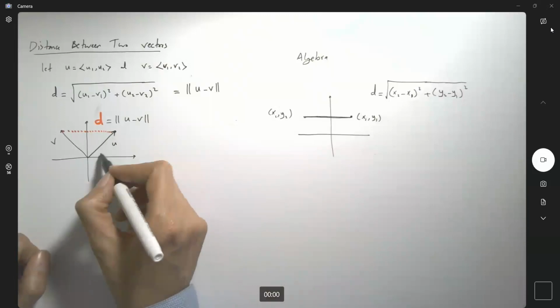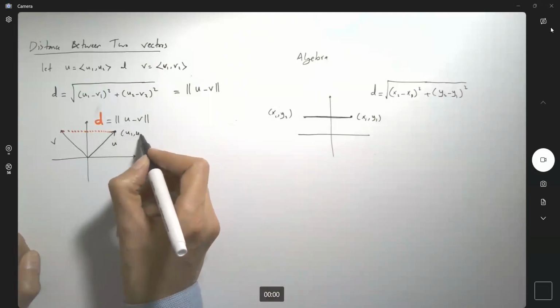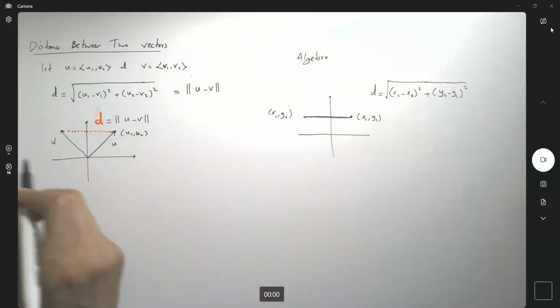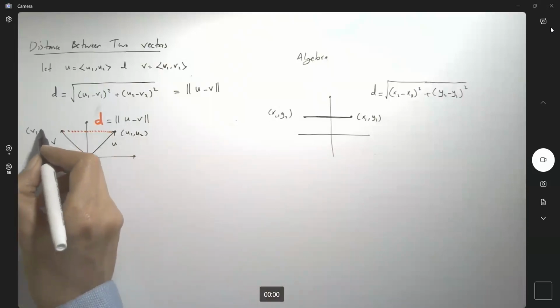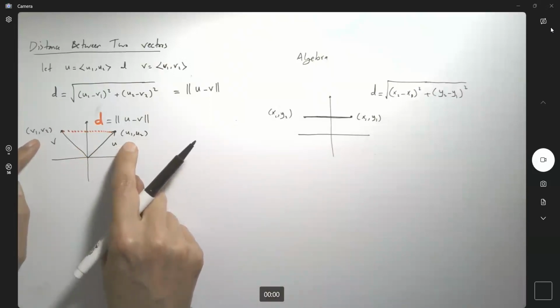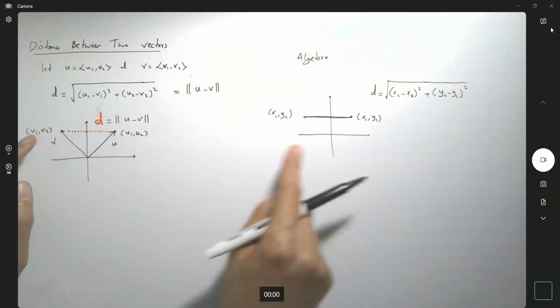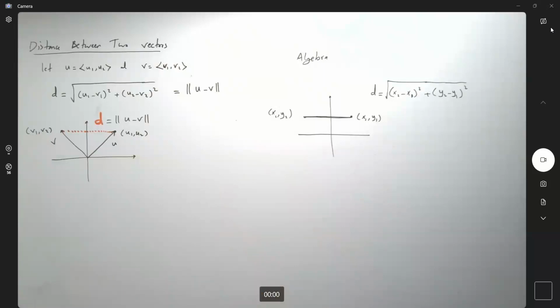Look at the terminal points. The terminal point for u is u1 and u2. The terminal point for v is v1 and v2. You're basically finding the difference between the very first components and squaring it, and then you find the difference between the second components and square it. So you're basically doing the same thing as you did in algebra.